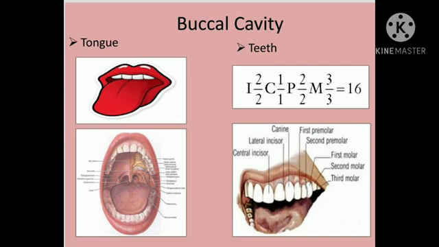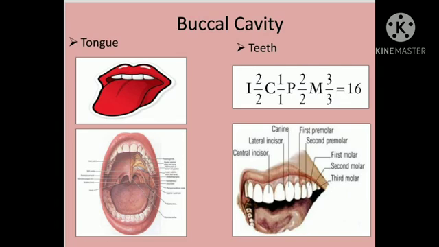So this is all about the teeth, and in the figure you can see the different positions of the different types of teeth given, like incisors, canines, premolars, and molars. The first premolar, the second premolar, and the canines, first canine, second canine, all you can see in the figure. I hope you all got it.